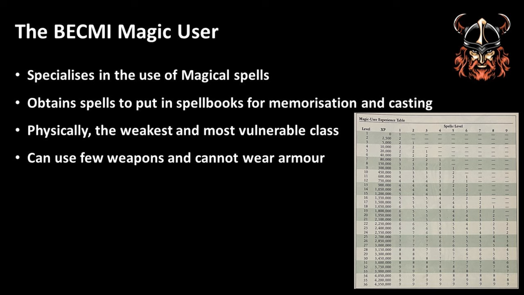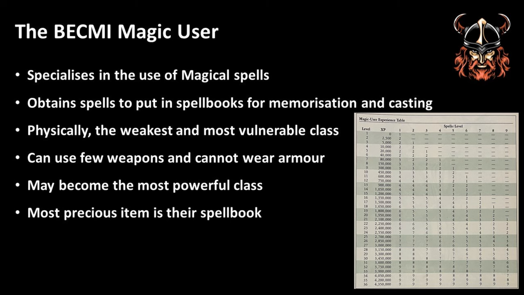Although magic users start weak, they can become the most powerful character class. It's a long and difficult journey, but the reward is sheer power. However, those limited hit points ensure that magic users tend to be extremely cautious. Very few magic users achieve what they set out to achieve. The most precious item belonging to a magic user is their spellbook, and it contains all their knowledge. Backups can be made and kept in a safe place, but if a spellbook is lost or destroyed, replacing it is both costly and time-consuming.